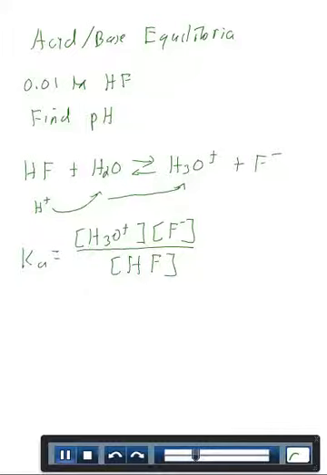Okay, so what we've been given is a starting concentration of the acid HF. If we can find Ka in a table somewhere, or have it given, we can determine the concentration at equilibrium for every species in the reaction. So we'll look up the value of Ka in a table, and we find it's 3.5 times 10 to the minus 4.